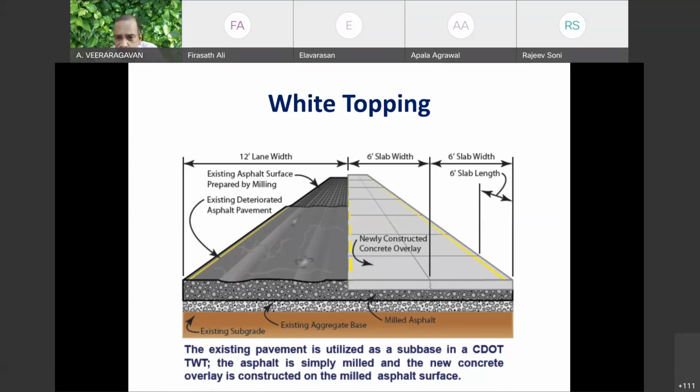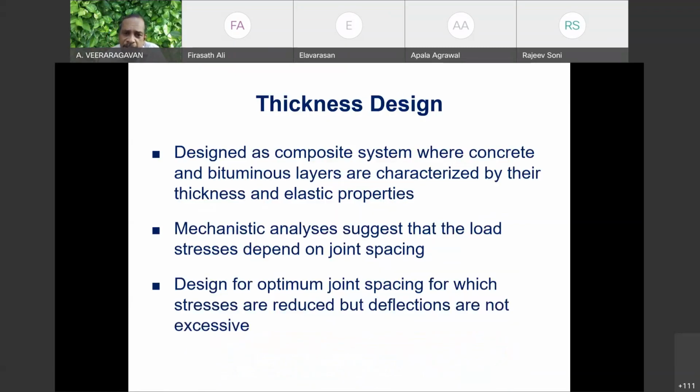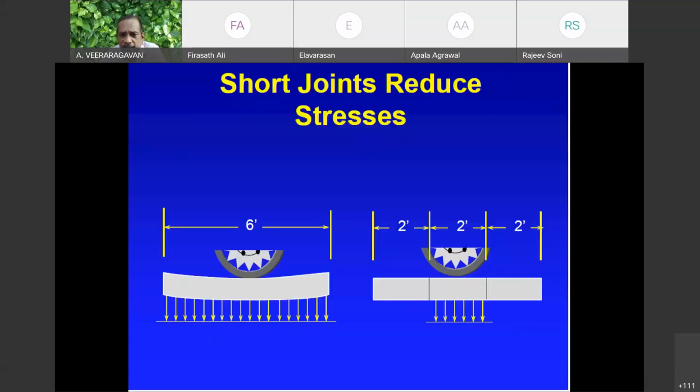You cut the depth to 1/3 the depth, crack will form on its own. Thickness is assigned to the composite pavement. You can do a mechanical analysis. You can do an optimal joint spacing. So the slabs are smaller, 2 feet by 2 feet. The load distribution is different. It's not as having a slab action.